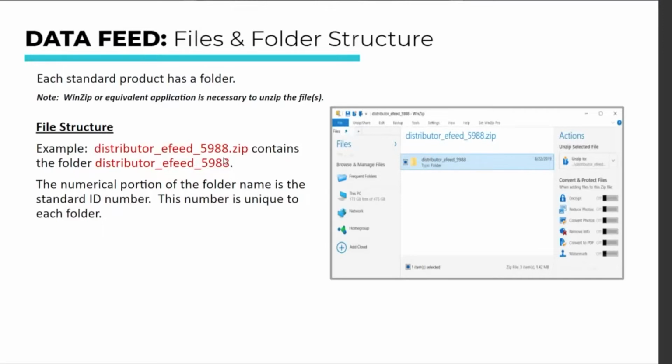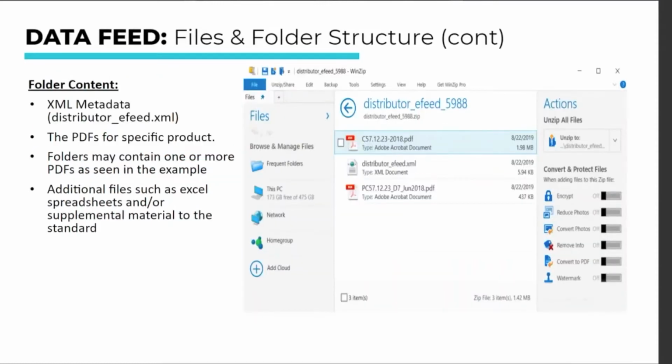This standard ID number is used to identify the contents of the zip file and should be used if you need to contact us with any questions about a particular product. Within the zip files are folders. Each folder contains the PDF and XML metadata and may include additional files such as spreadsheets and supplemental materials.